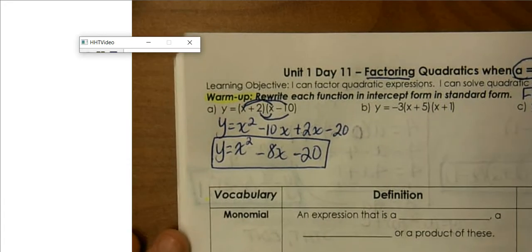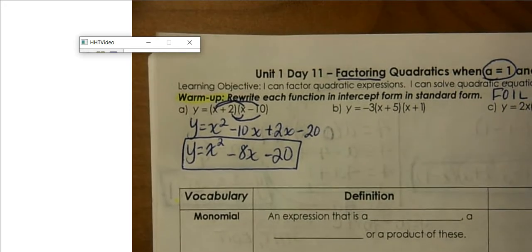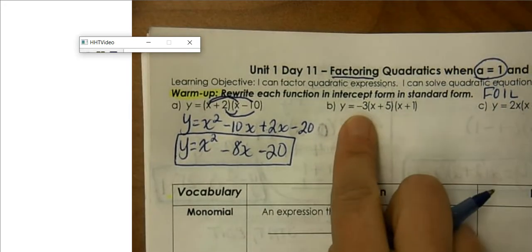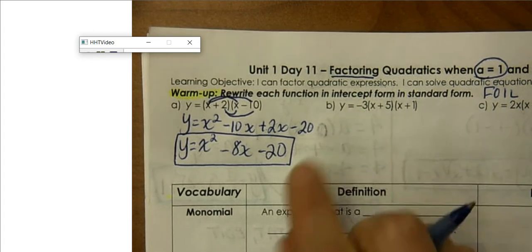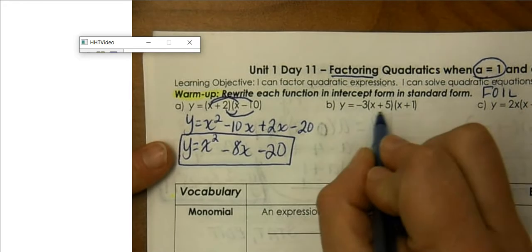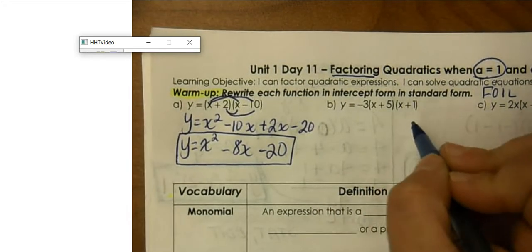Hopefully you did really well on letter A, and you're feeling pretty confident about letter B. Letter B is a little bit different. Our A value is a negative 3. So the best approach, or the approach that I would prefer you to go with, is FOIL out your parentheses and then distribute negative 3 last.